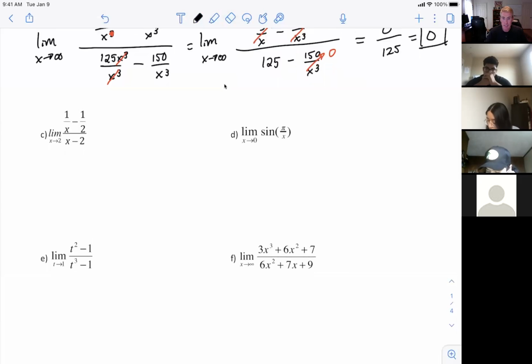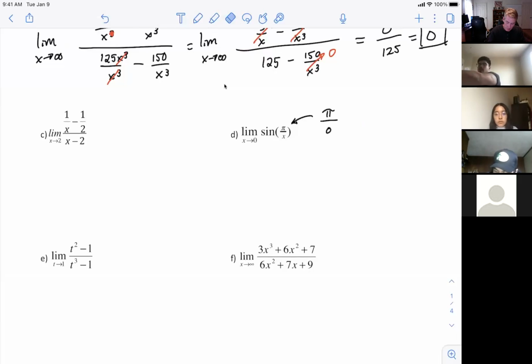So for D, if you have pi divided by 0, that is undefined. And for this one, you could not use L'Hopital's rule because you can only use L'Hopital's rule if it's 0 divided by 0 or it's infinity divided by infinity. So L'Hopital's rule is not going to work. At least not on this one.